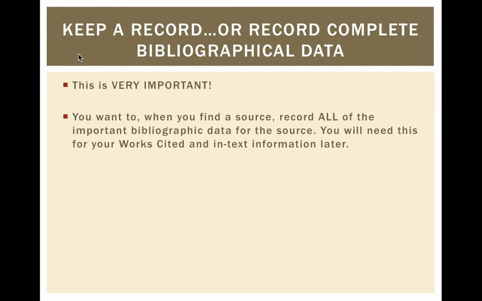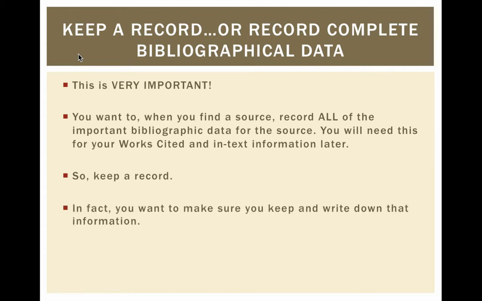Okay? It says that when you find a source, record all of the important bibliographic data. That's all the stuff that would be included in Works Cited. You will need this, of course, for the Works Cited and the in-text citation later. So the key element here is to keep a record. If you want to handwrite it, write it down. Type it up, write it down, however works best for you.